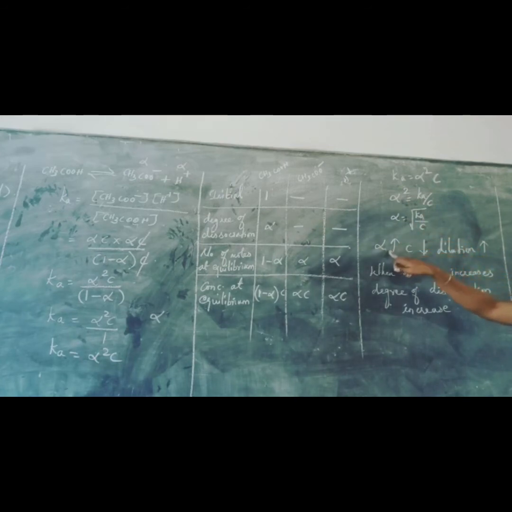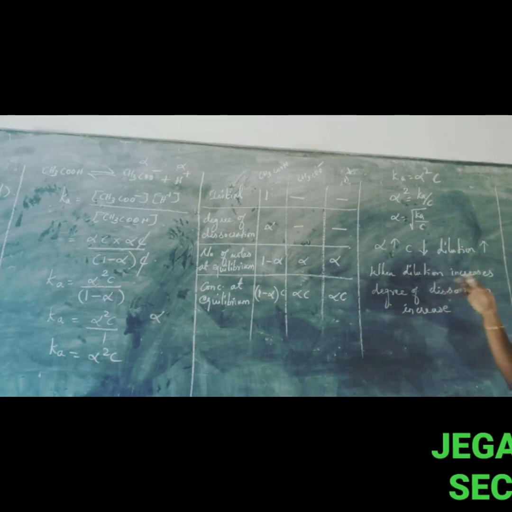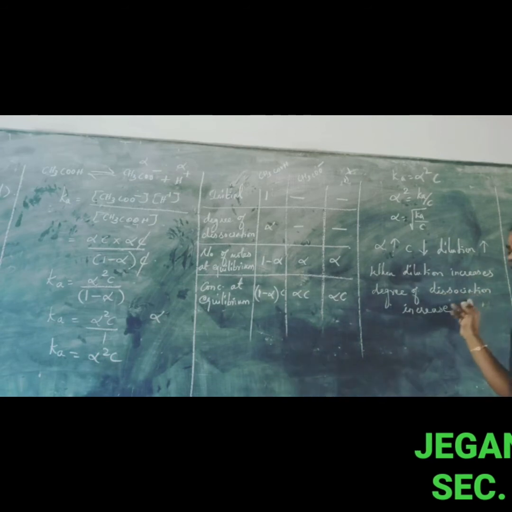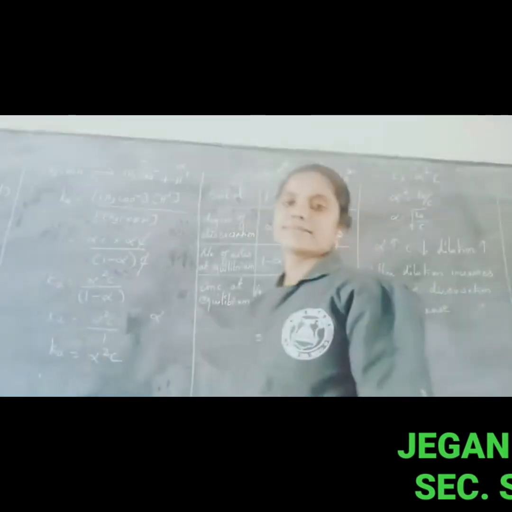So when alpha increases, concentration decreases and dilution increases. Dilution means the concentrated acid, add more water, and it becomes a diluted solution. So when alpha, the degree of dissociation, increases, concentration automatically decreases and dilution increases. So when dilution increases, degree of dissociation increases.